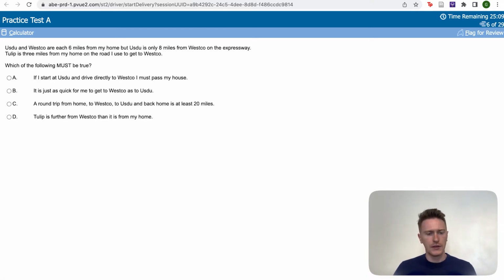Okay, so these places are 6 miles from my home, but Uzdu is only 8 miles. Okay, so these places are further away from each other than from my home, so they must be existing on a triangle. Tulip is on the way to Wesco, fine. Which is the following: if I start at Uzdu and drive directly to Wesco, I must pass my house. Well, no, they're in a triangle. It's just as quick for me to get to Wesco as Uzdu.